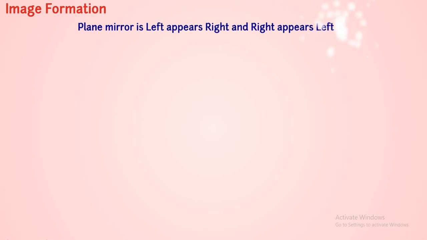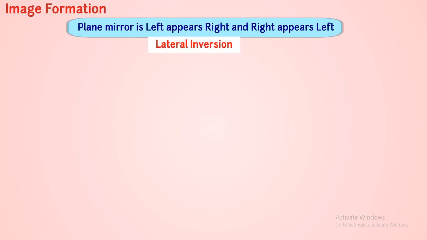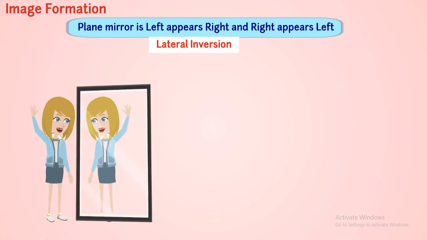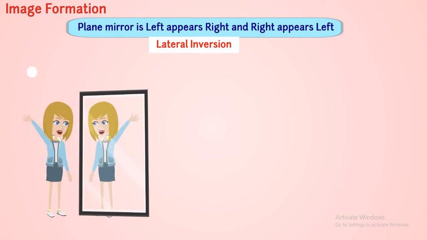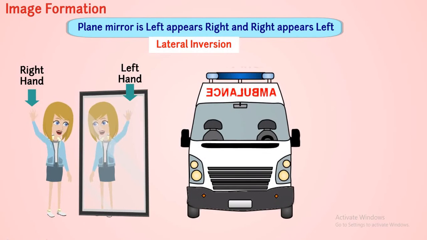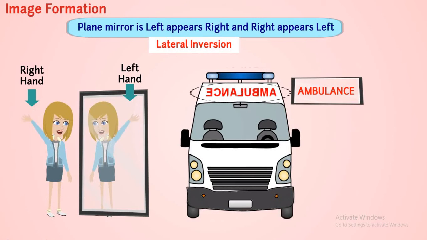The interesting fact about a plane mirror is that left appears right and right appears left. This is known as lateral inversion. This is the reason that when you say hi to your image with the right hand, your image says hi with the left hand. The same is the reason why the word ambulance is written like this, so that the driver can read the word in the mirror and give way to the ambulance.